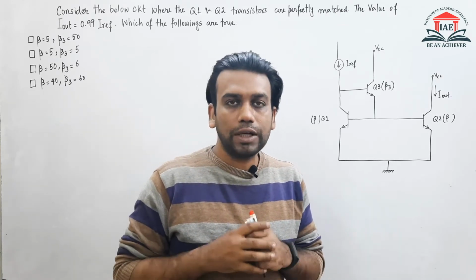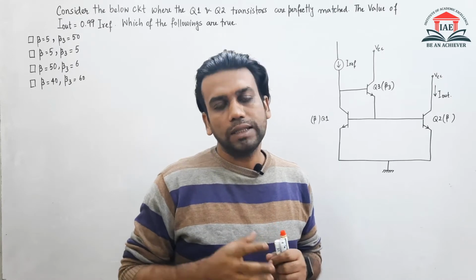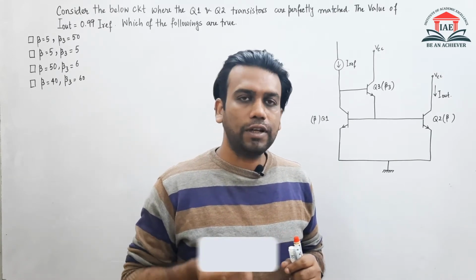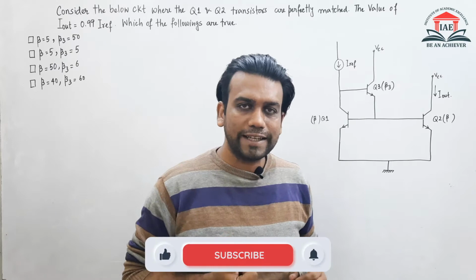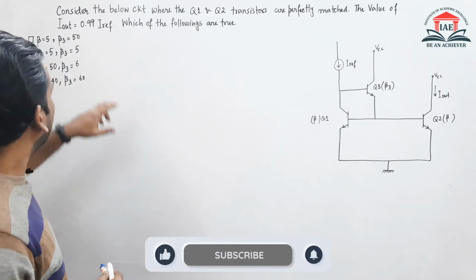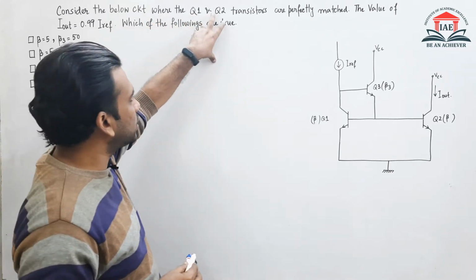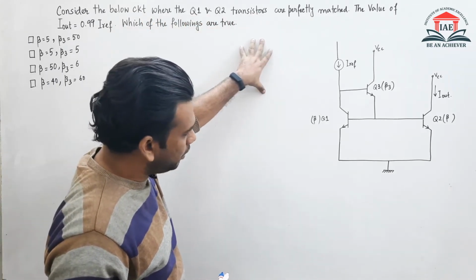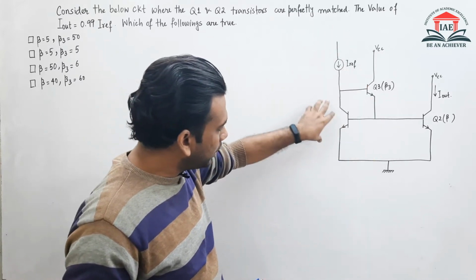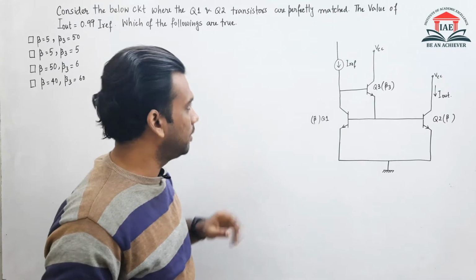In this session, we are going to discuss a numerical on the current mirror circuit for the low value of beta. So let's get started. In this numerical, consider the below circuit where Q1 and Q2 transistors are perfectly matched. So this is the circuit given. Q1 transistor and Q2 transistors are perfectly matched.